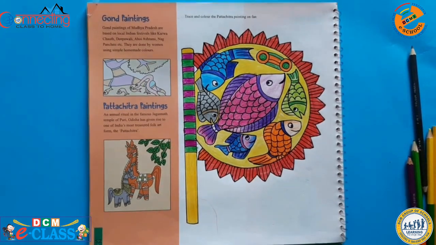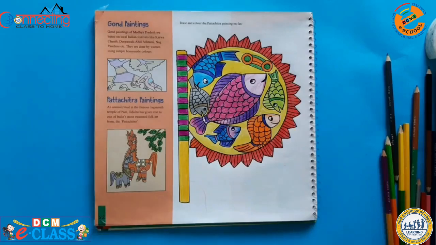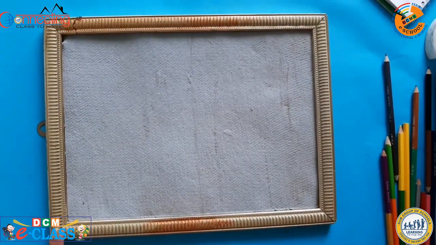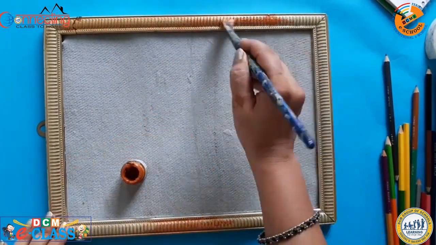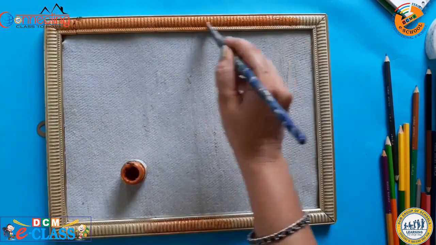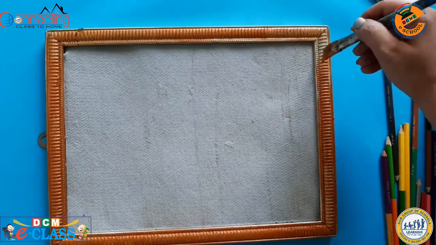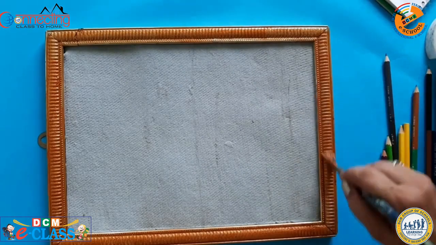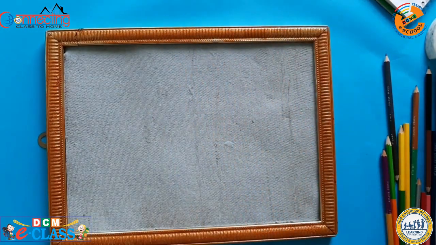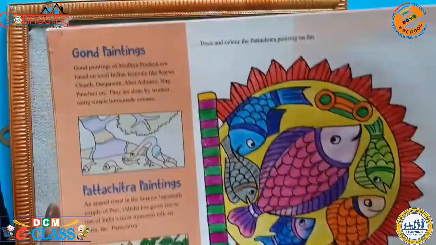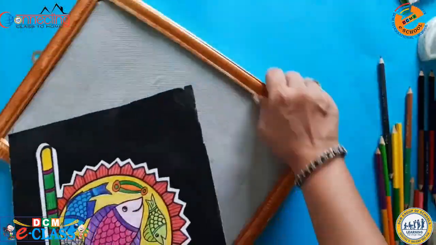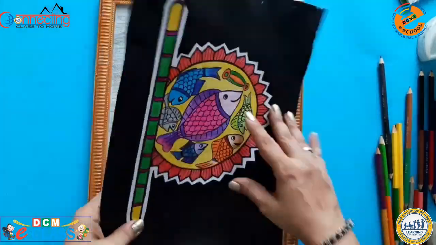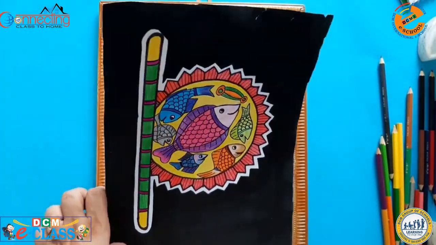Now, this beautiful artwork can be changed into a wall painting also. Take one old frame and do the retouching of the frame if it is required. Now, you can either cut this artwork or you can make another art piece and paste it on a black sheet, and now fix it into the frame, and your beautiful painting is ready to display.